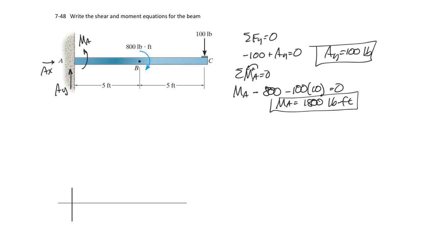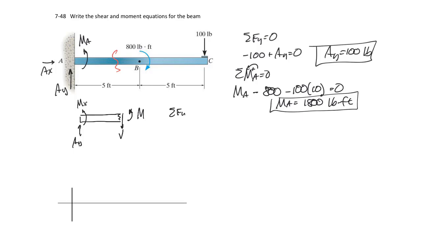All right, let's draw a section. And I'm going to draw a free body diagram of that section. I have an AY and a moment about A. Got positive shear, positive moment.